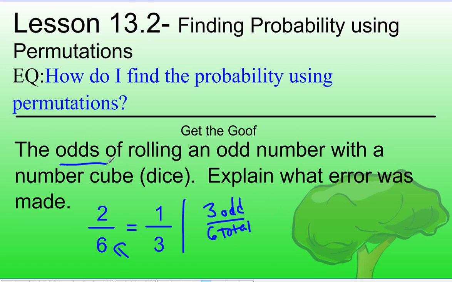But they're asking for the odds of it. So the odds is the thing that you want, 3 of them, compared to the stuff that you don't want. Well, if there's a total of 6, there's 3 that you want, and there's 3 that you don't want. The other 3 numbers would be the even numbers, 2, 4, and 6. So then you would simplify it down, you get 1 to 1. So that was the error, is they did probability and they did it wrong. The correct answer is there's a 1 to 1 odds of getting an odd number on a number cube.